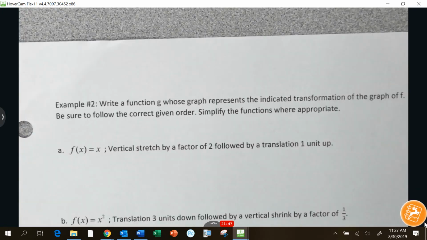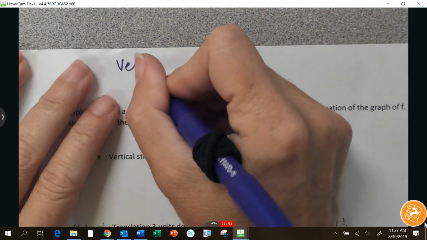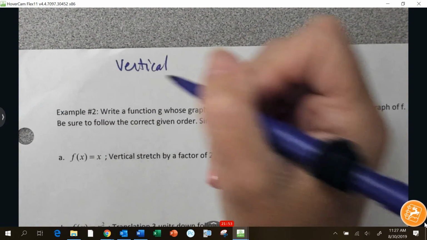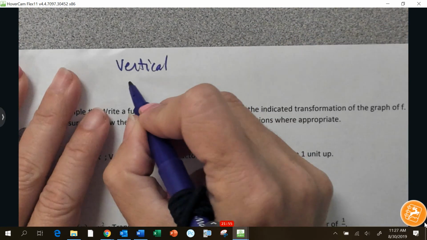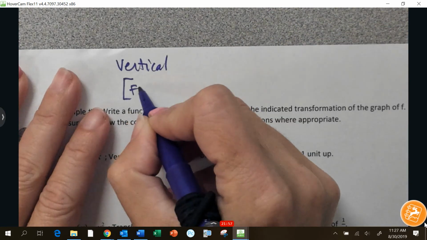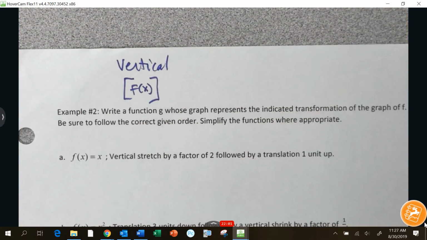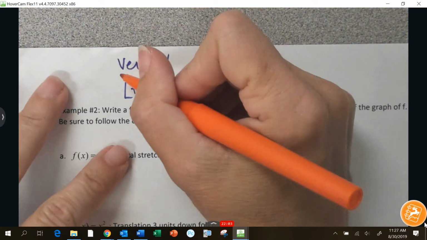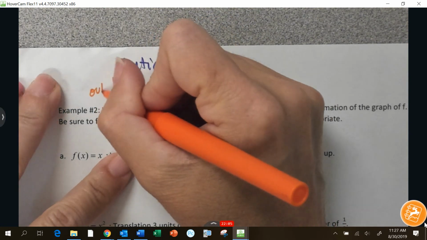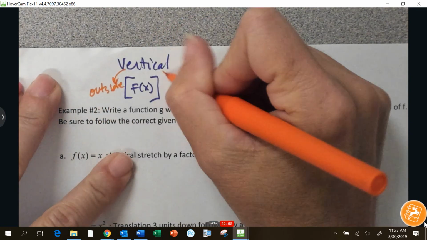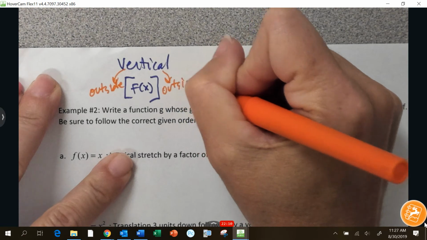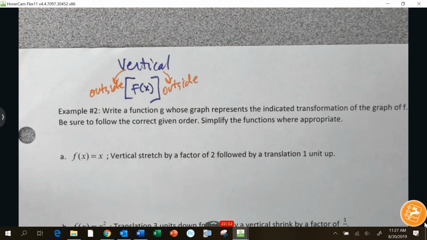What I want to put at the very top is anything that's vertical. You will have a function, whatever that function is. I'm just going to use f of x to represent that function. And anything that's vertical, you will do stuff to the outside of that function.